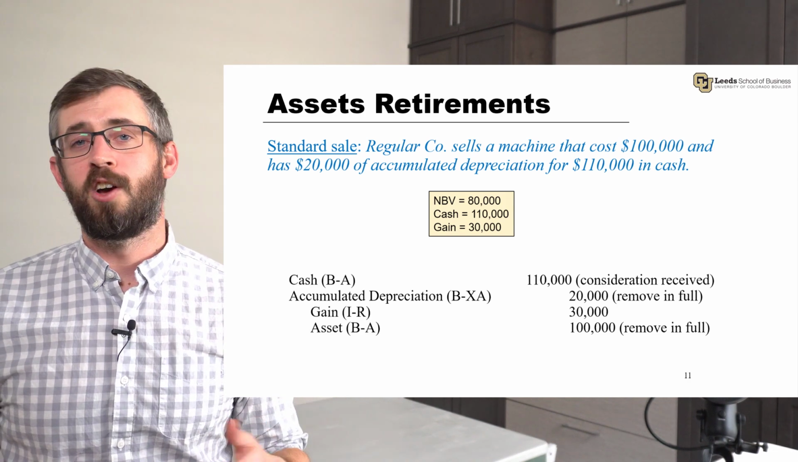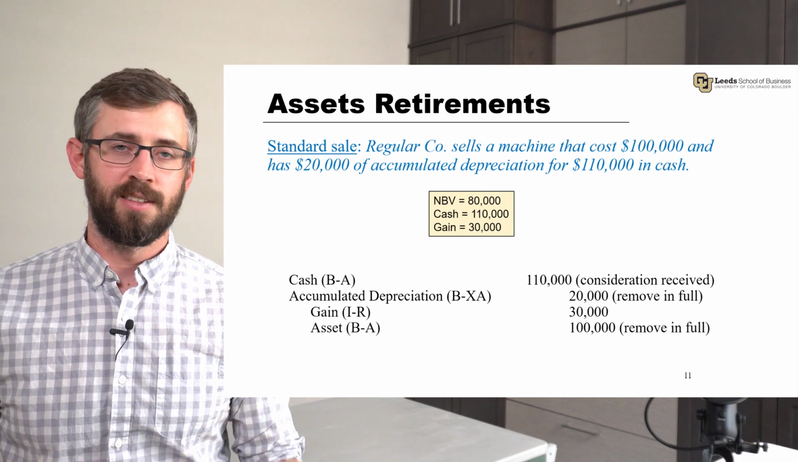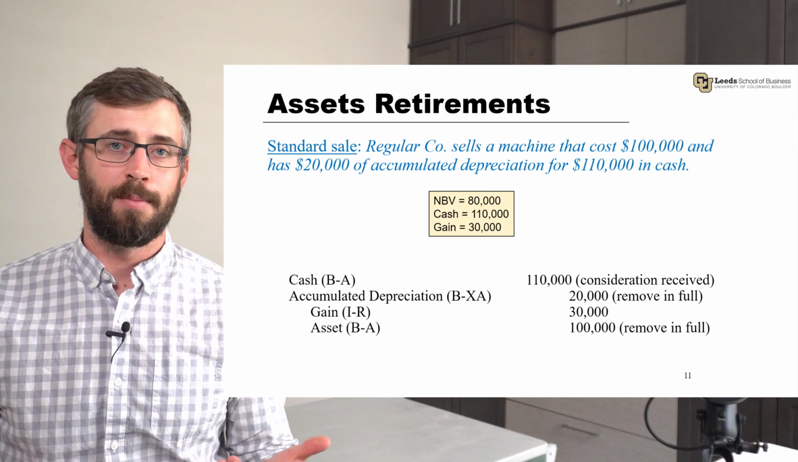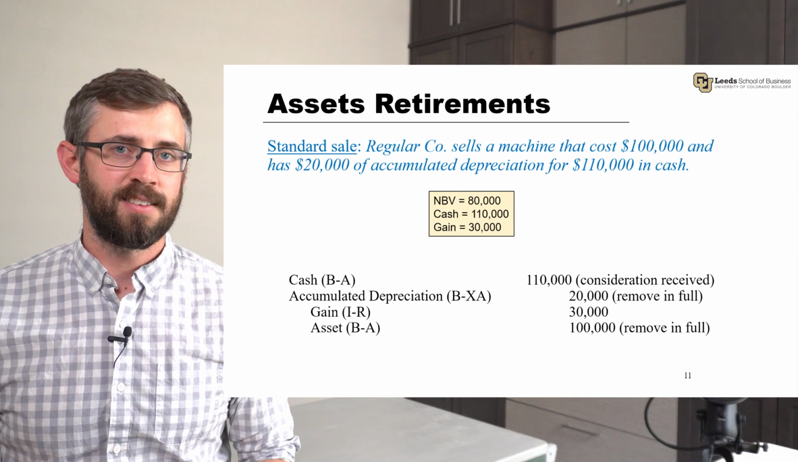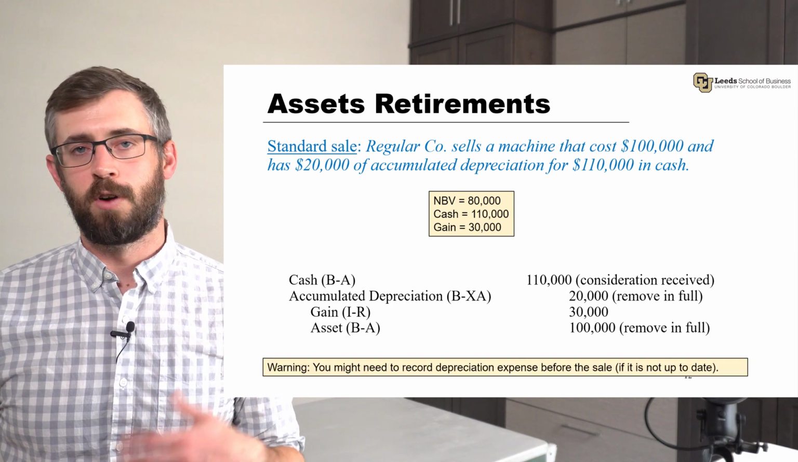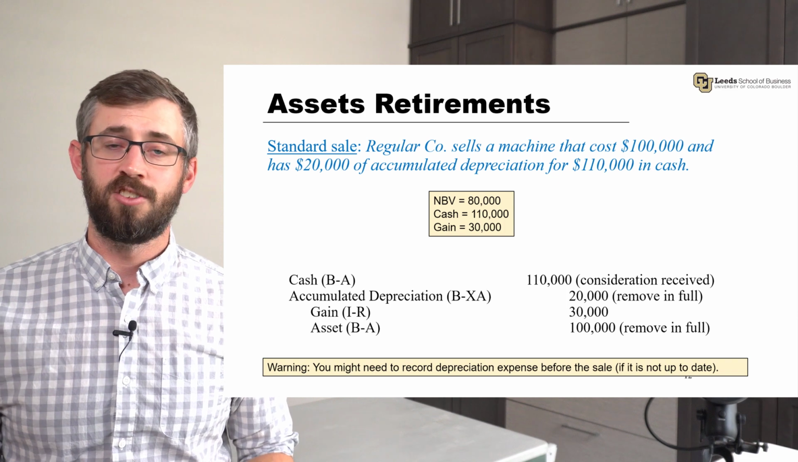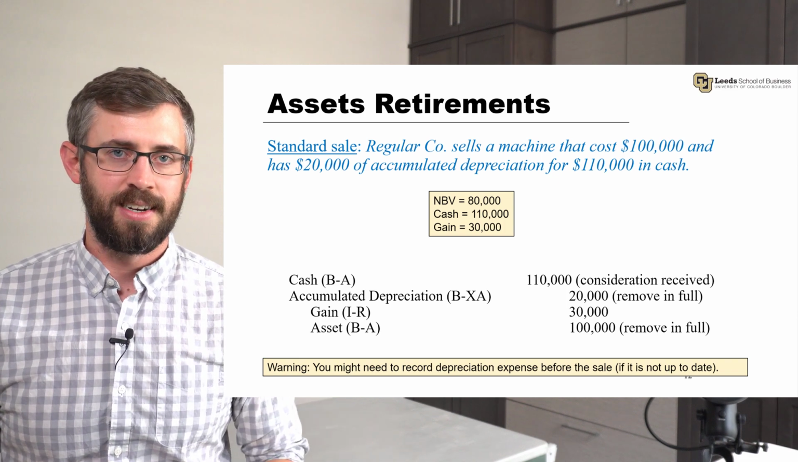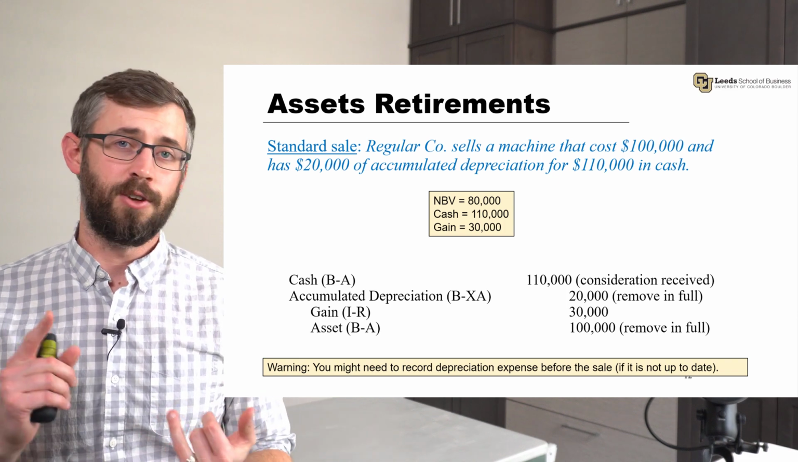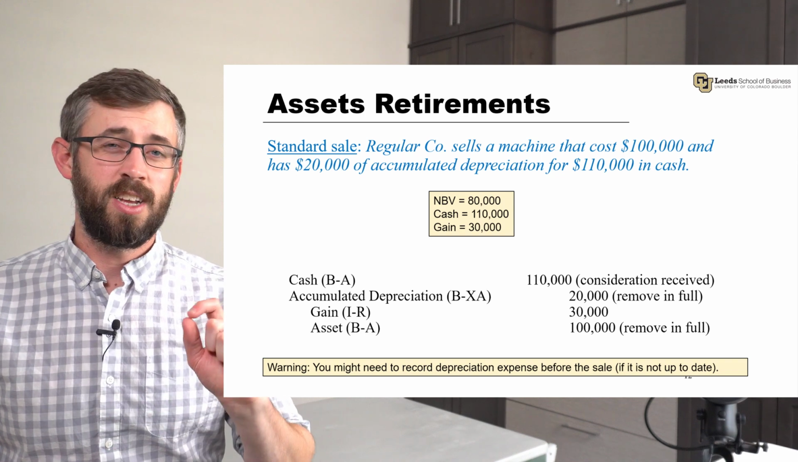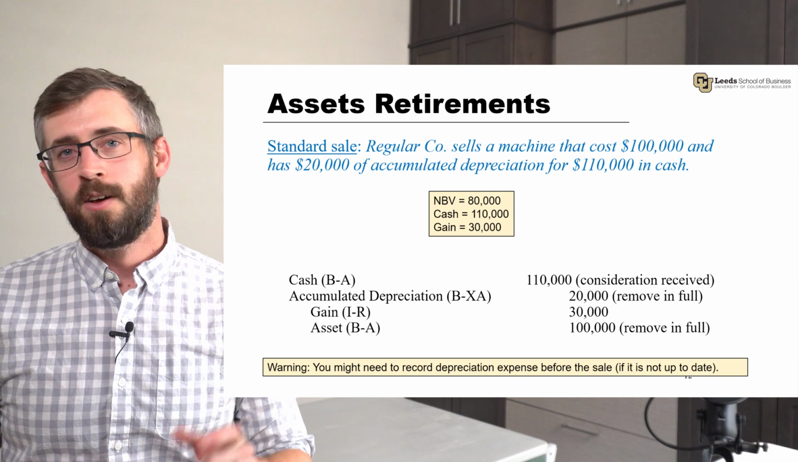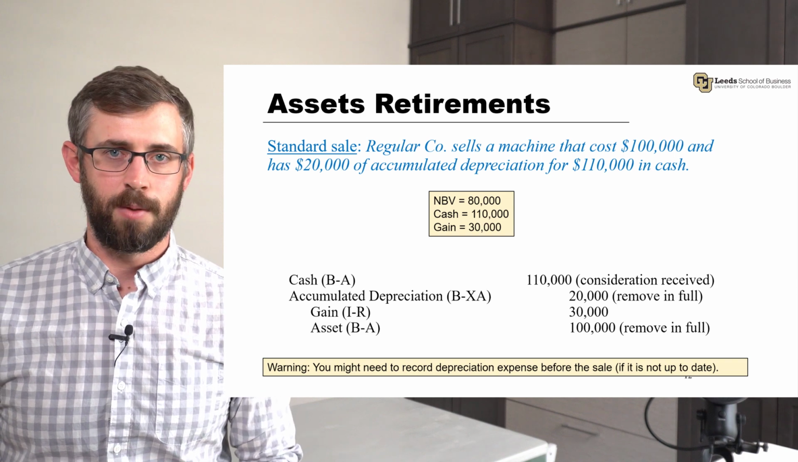The second step is going to be recording the cash or the consideration that we received. So here we debit cash for $110,000 because that's what we got paid for this asset. And then step 3 is recording the gain or loss. And remember, gains are credits and losses are debits. So if you remove the asset and you record how much you got paid, you can usually just plug the gain or loss as well to whatever you need to make the entry balance.